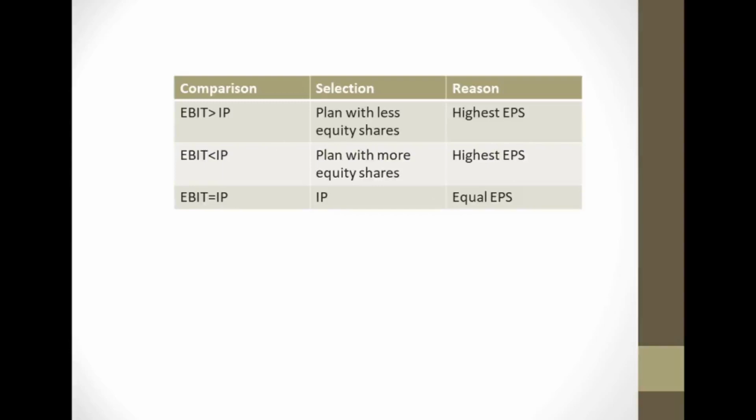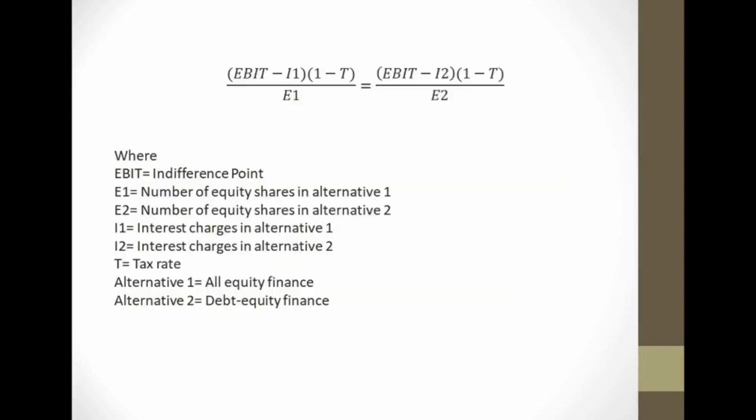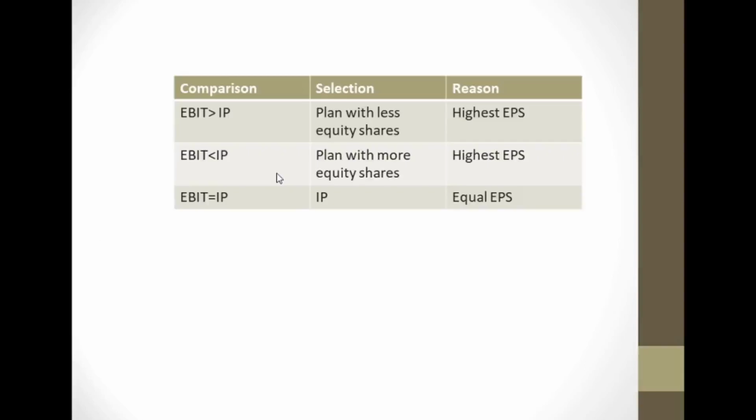So these are the scenarios you will have to use in order to determine which plan to opt for after you find the indifference point using this formula. Using this formula, we find the EBIT, which is the indifference point. We then compare it with the EBIT of that specific company. If the EBIT is more than the indifference point, these are the selections. If the EBIT is less than the indifference point, these are the selections. That is how you will go about it.